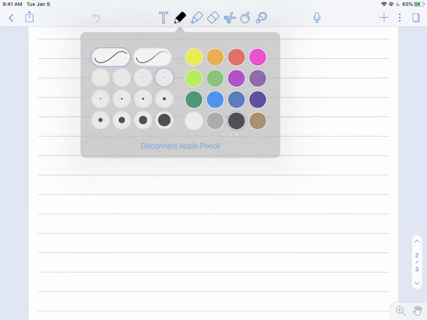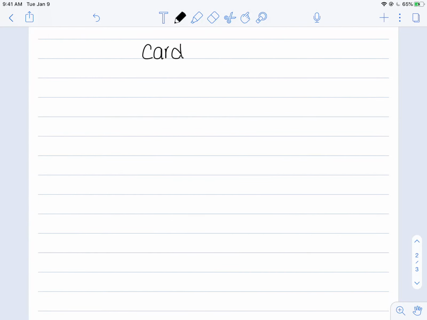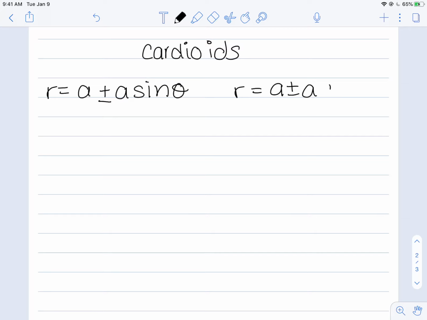Okay, the next type of graphs are cardioids. Cardioids, so they look like hearts. If you have the type that has a sine function, you have r equals a plus or minus a sine theta. You could also have minus. Or you can have r equals a plus or minus a cosine theta.